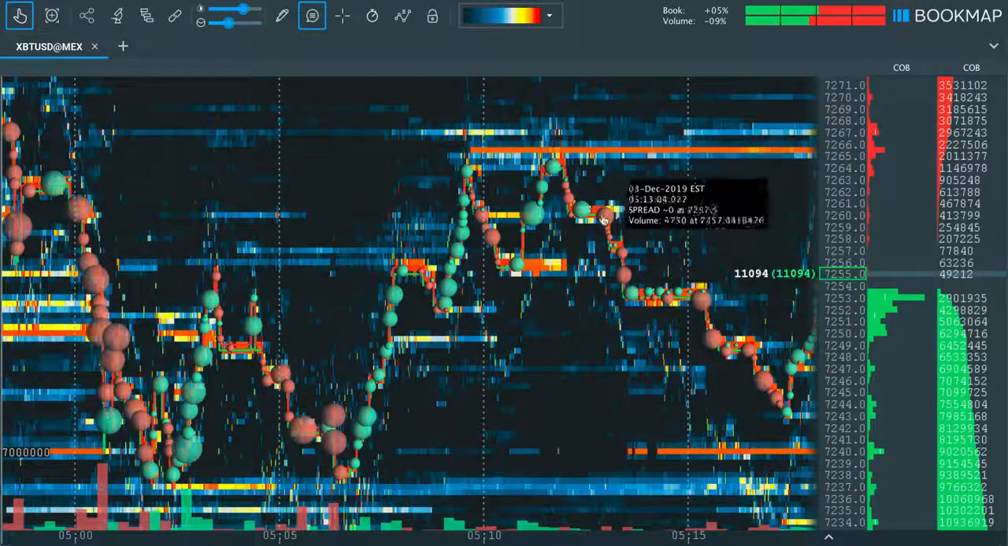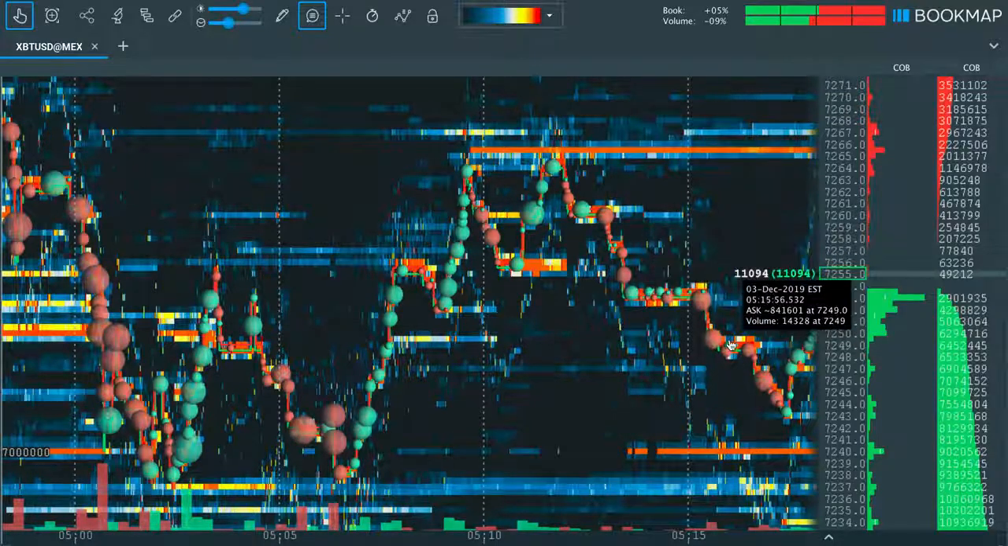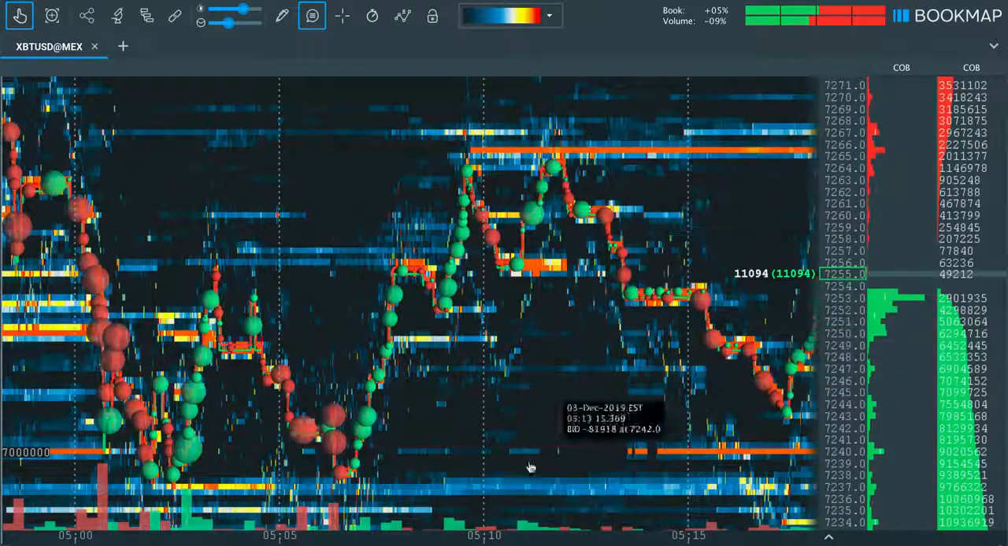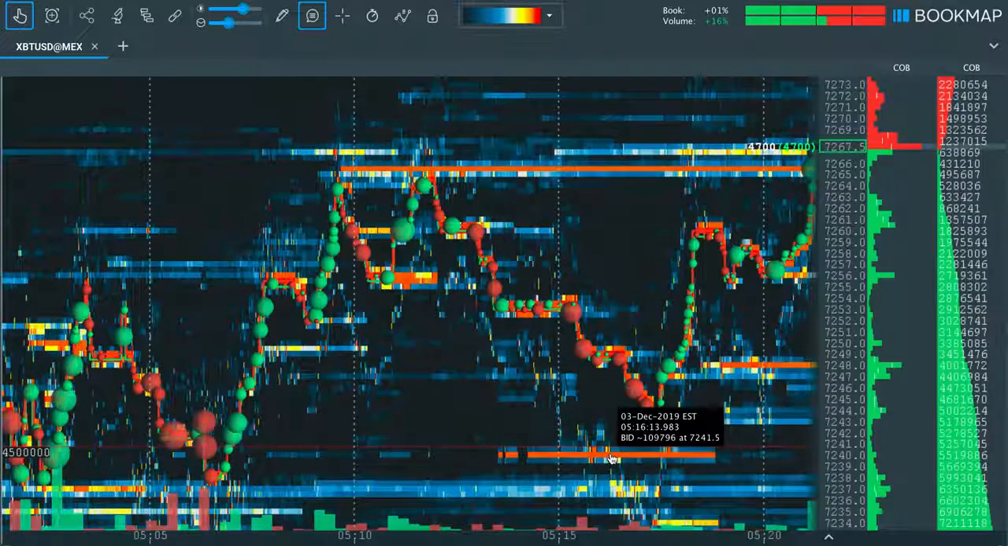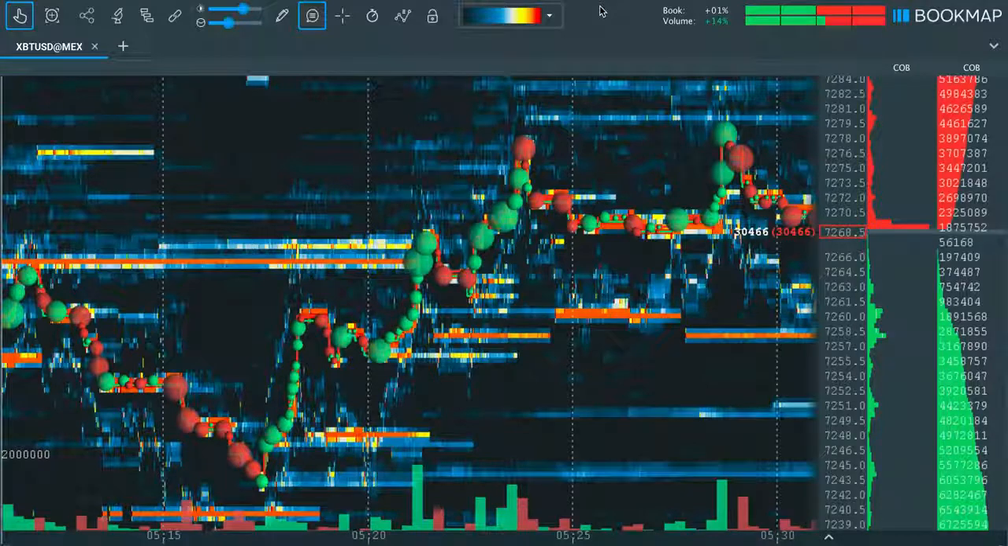And even when price moves down in supply to equilibrium, I'm still seeing buying. I'm seeing buying here, buying here. This just looks quite bullish. And price rises.